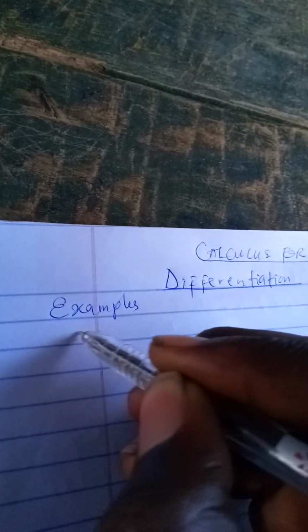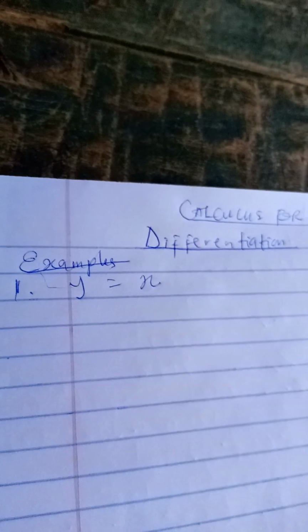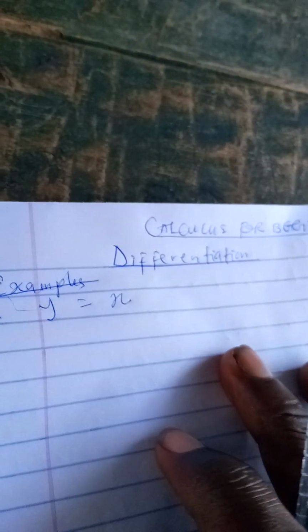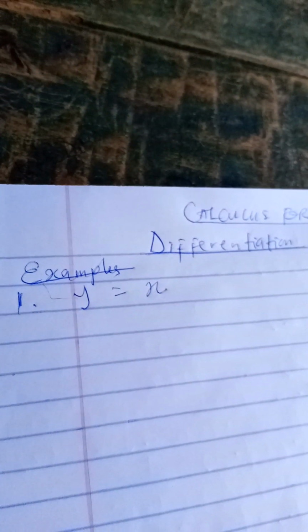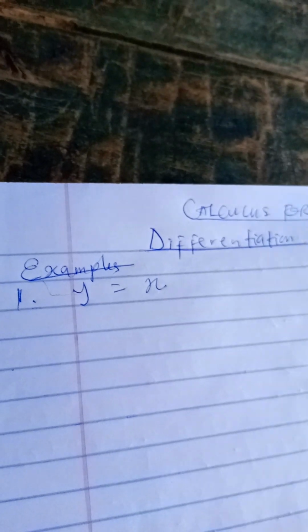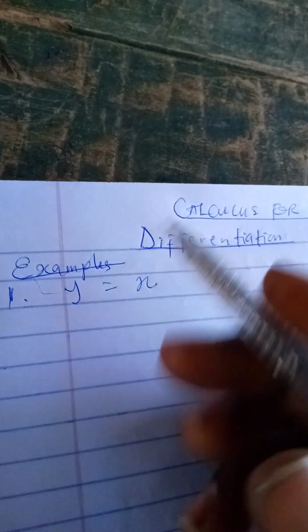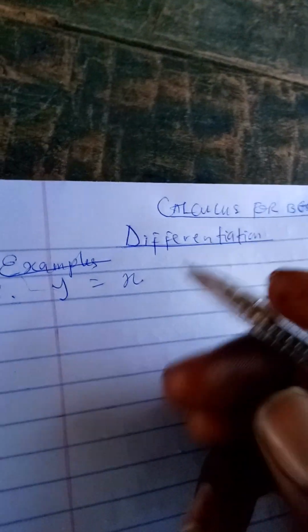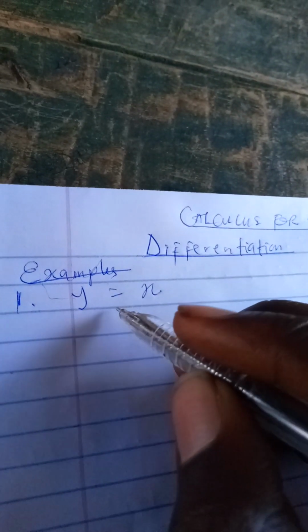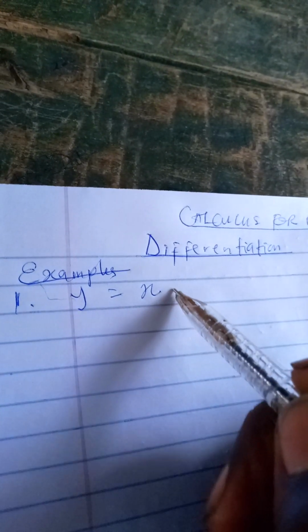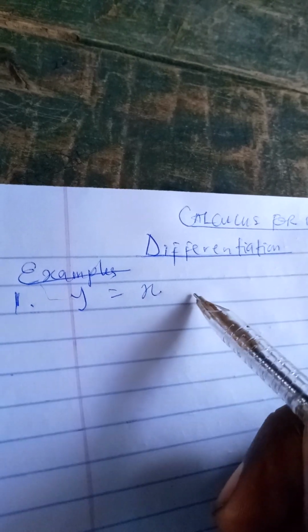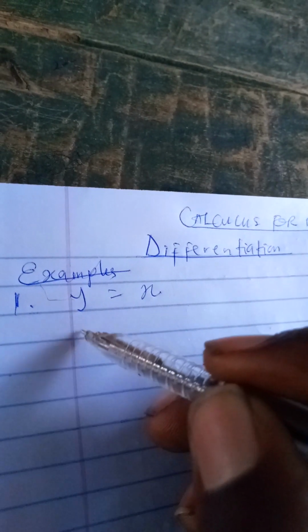Example 1: you have a function y equals x. You're told to differentiate the function from the first principle. I'll be teaching you two methods to use here, so either you use this method or the other method. What you have to do is add the increase in y to the left hand side and the increase in x to the right hand side. This is what I mean.